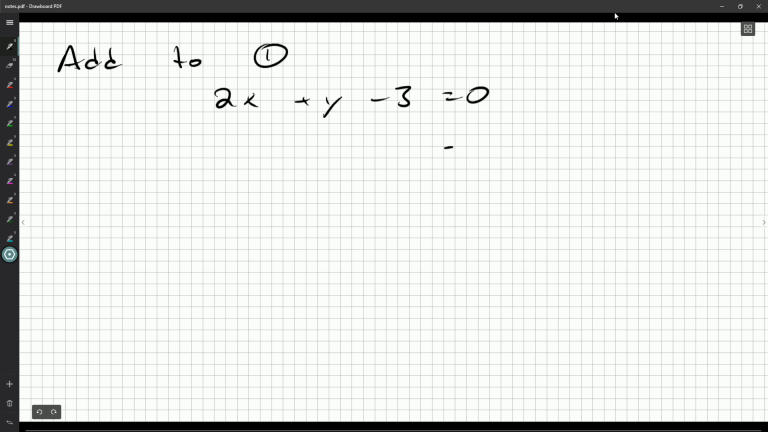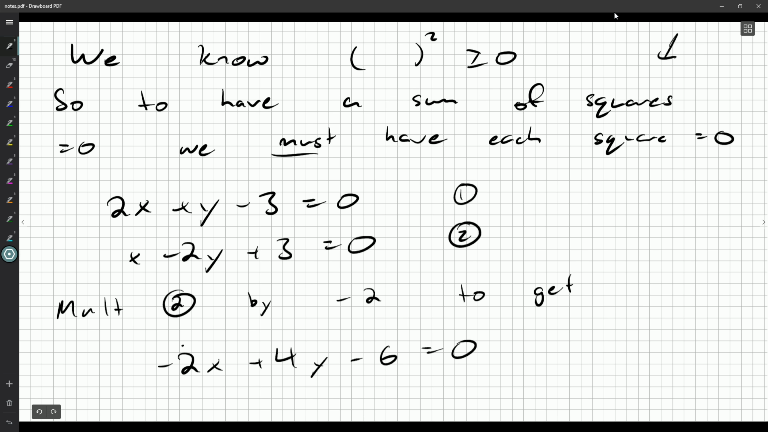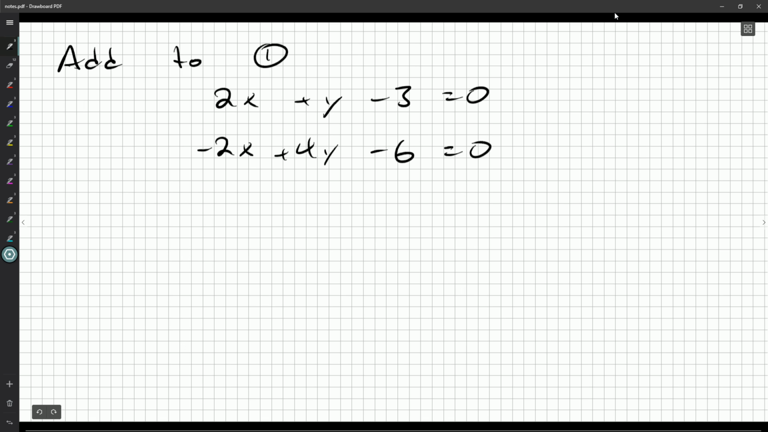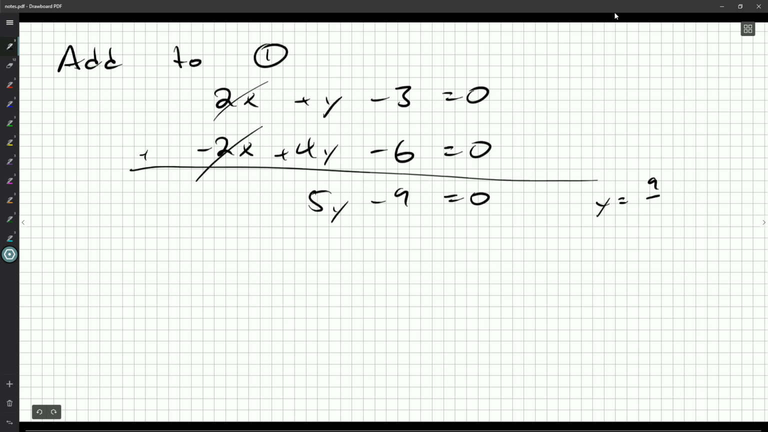And then add that to equation 1. So we'll have 2x plus y minus 3 is 0, and negative 2x plus 4y minus 6 is equal to 0. If I add those up, the whole reason I did this was so that the x's would cancel out. We'll get 5y minus 9 is 0. So y has got to be 9/5.